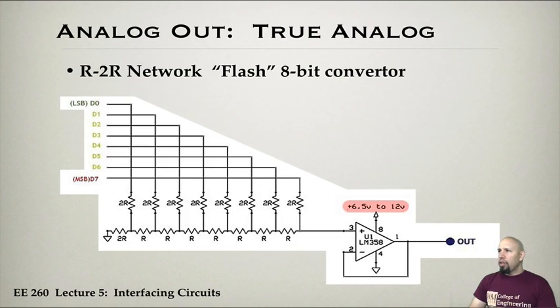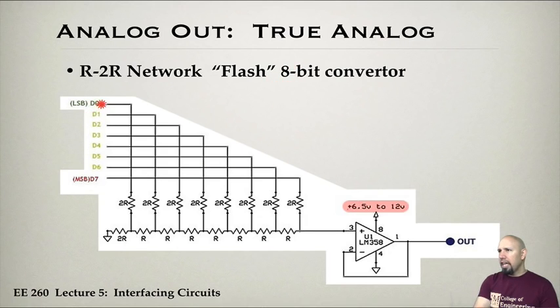The analog out, true analog output. How can I get out of the Arduino a voltage between 0 and 5 volts, anything between 0 and 5 volts? This is one way of doing it. It's called an R2R network. It's sometimes referred to as a flash converter. And in this case, we're doing it with 8 bits.